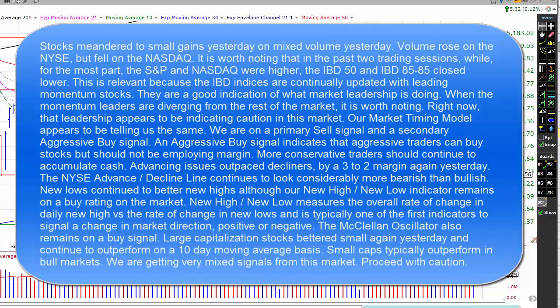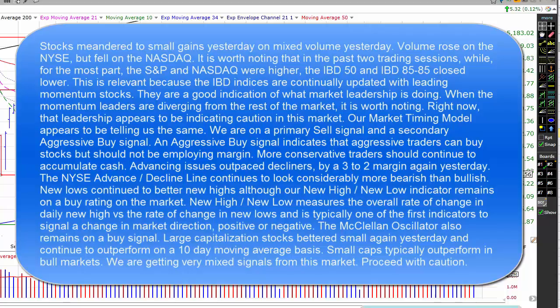Advancing issues outpaced decliners by a 3-2 margin again yesterday. The New York Stock Exchange advance-decline line continues to look considerably more bearish than bullish. New lows continued to better new highs, although our new high, new low indicator remains on a buy rating on the market. New high, new low measures the overall rate of change in the daily new highs versus the overall rate of change in new lows, and is typically one of the first indicators to signal a change in market direction, positive or negative. The McClellan oscillator remains on a buy signal.